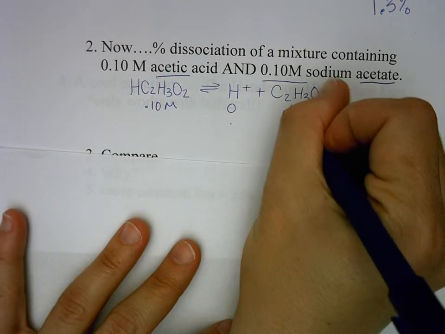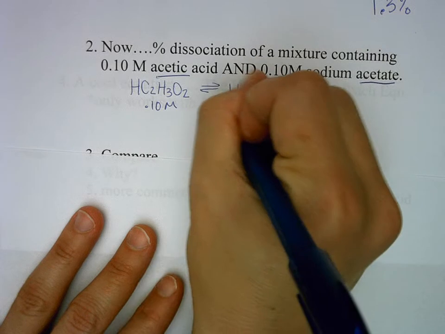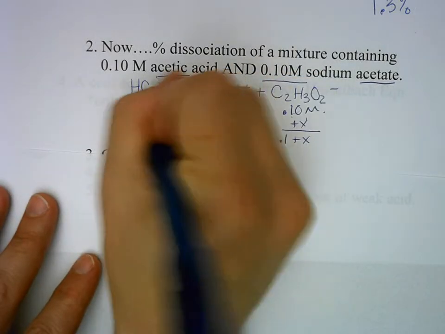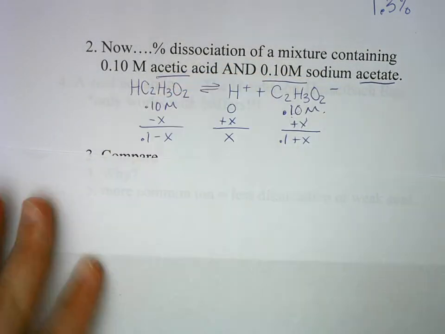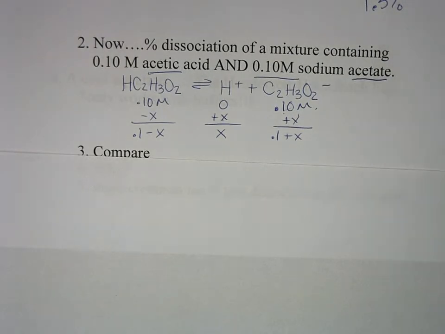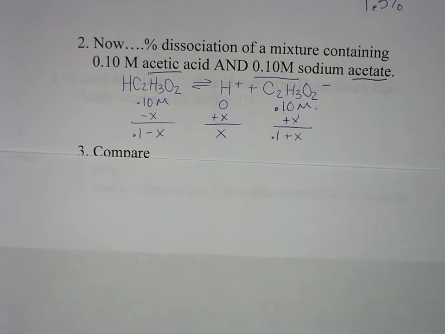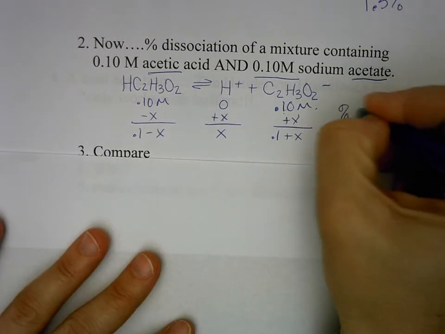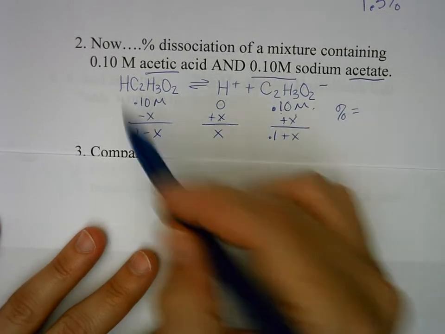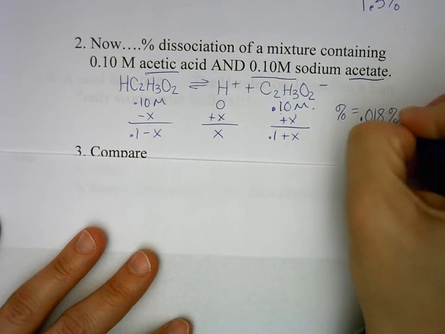You still get plus x right here, but now you have 0.1 plus x, and then 0.1 minus x. We've done problems like this before. You would do products over reactants, set it equal to K, and solve for x, and then you could calculate the percent. When you calculate the percent based off of this ICE table, you get 0.018%.